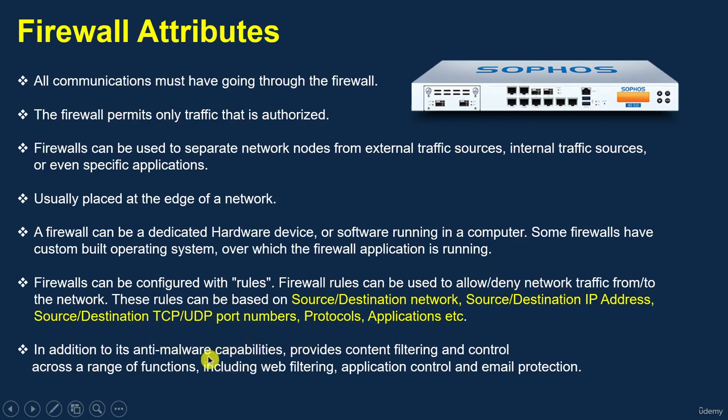Other than anti-malware capabilities, the firewall can be configured for content filtering. That means web control, and we can also configure application control. We can block certain inappropriate websites using web filtering, and we can block inappropriate applications, for example torrent. Also we can configure spam filtering, gateway-level spam filtering, which we call email protection. Those are the additional capabilities besides anti-malware.